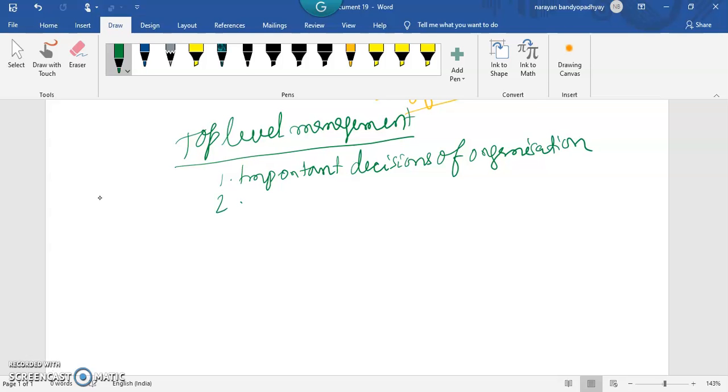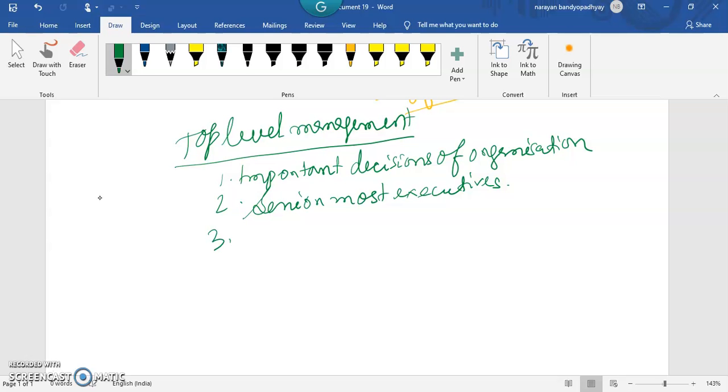Clear? Next, you can say they are the senior most executives of the organization. When we were talking about your family structure, the most senior person is your grandfather or your grandmother. So here also they are the top level management, which depicts that they are the senior most executives of the organization. We got this point?